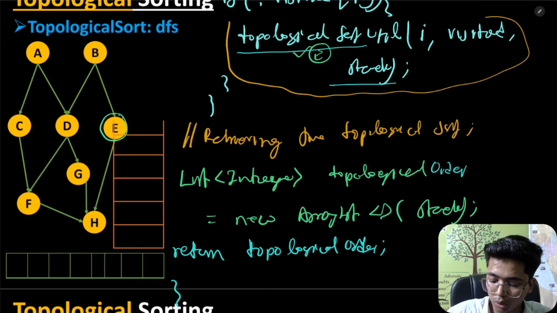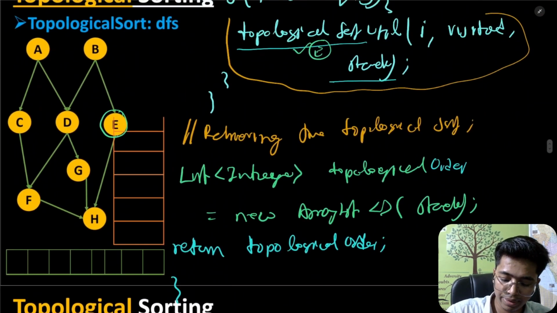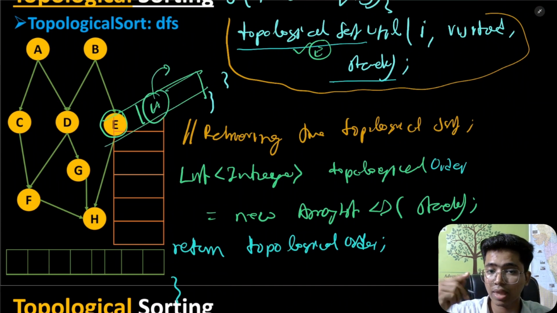For E, when we come to the topological sort util function, we check all the adjacency list. So E's adjacency list has H. We first process this H, and we now process that H with respect to the topological sort util function again. When H is processed, that means it is also visited, and nobody is left to visit. We add this E into the stack.